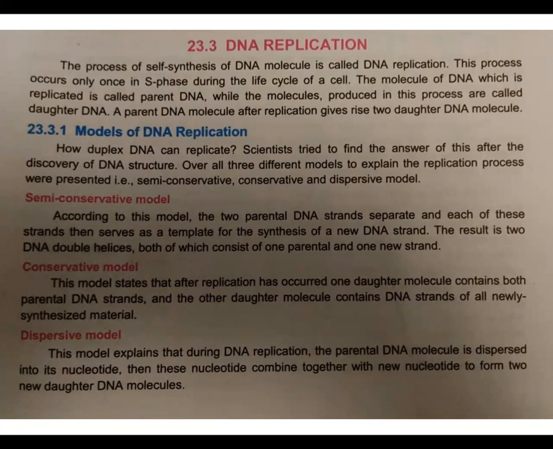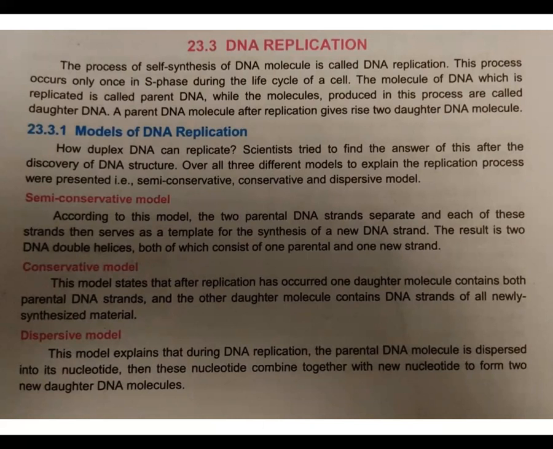This result is DNA duplexes, both of which contain one half of the parental and one half of the daughter DNA. So we can say that 50% of the sequence is conserved and 50% is newly synthesized, hence the name semi-conservative.